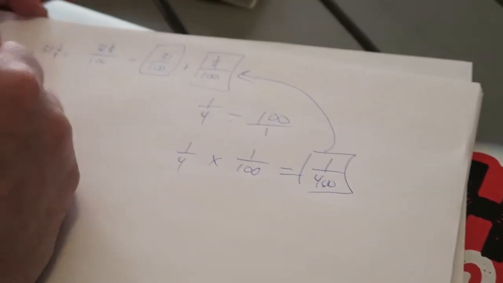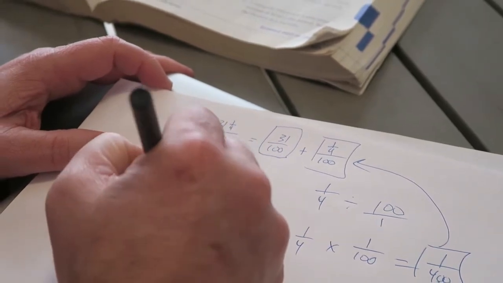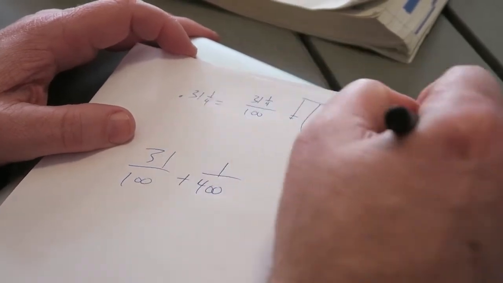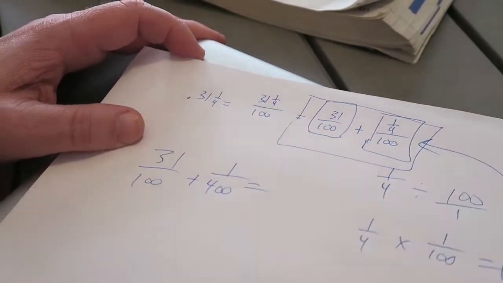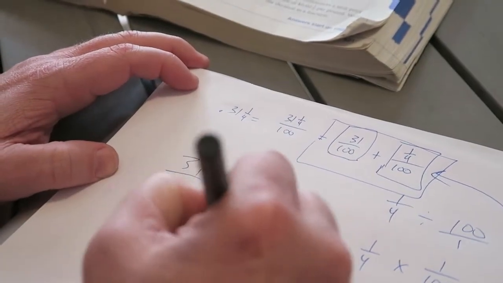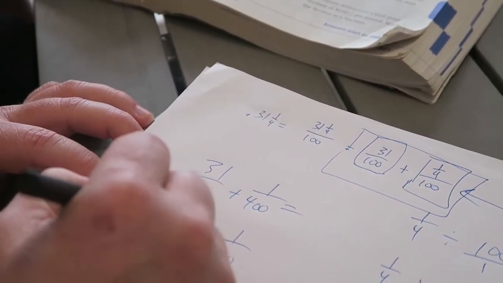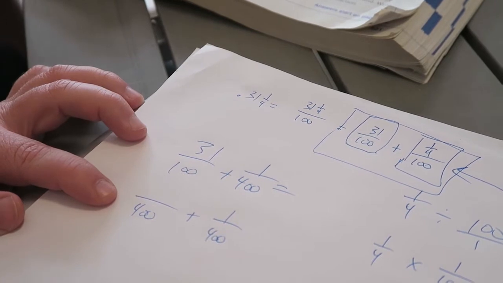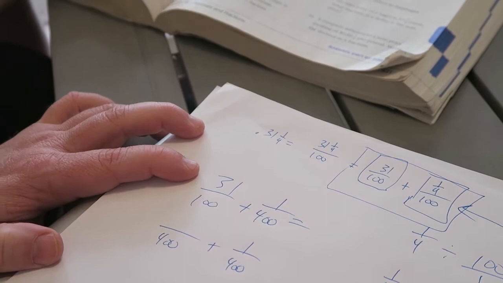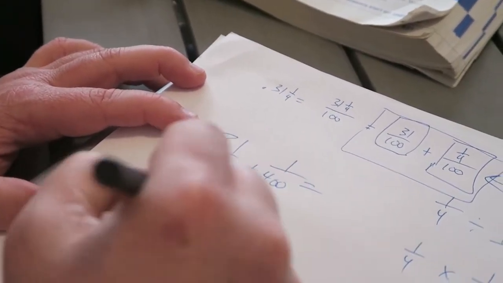So now you've got 31 over 100 plus 1 over 400, because I just replaced this. So we still have the same plus equation here. Now, what do I have to do to add these together? The common denominator would be 400. So this one's already 400. What do you have to do to get this to 400? Times it by 4. So 31 times 4, we did this yesterday, is 124. So 124 over 400.